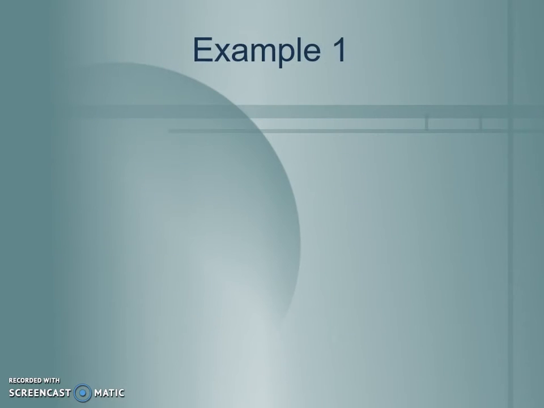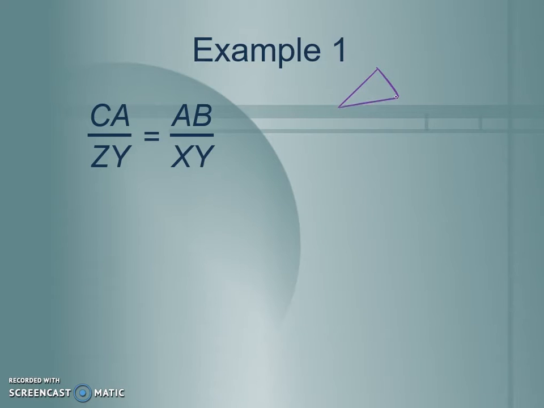Okay, so for example 1, it says find x, y given the measurements of the 2 similar triangles. So it gives us 2 triangles. It tells us that they are similar, which means they're the same shape, different sizes. This side is 5, this one is 5.7, this one is 2.5, and we are solving for m. And this is C, A, B, X, Z, Y.